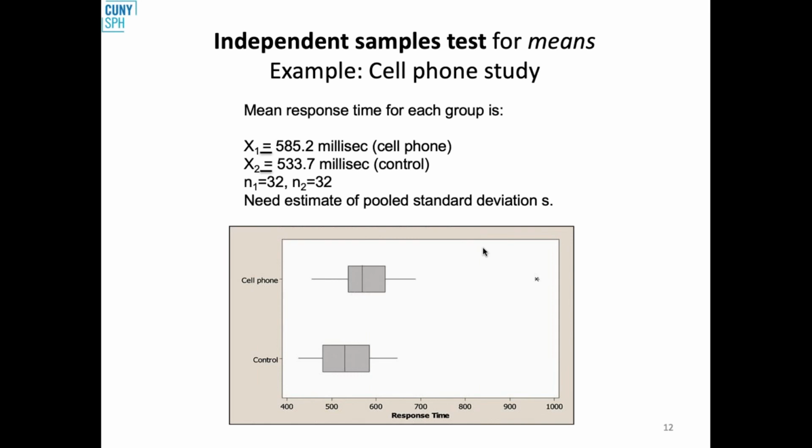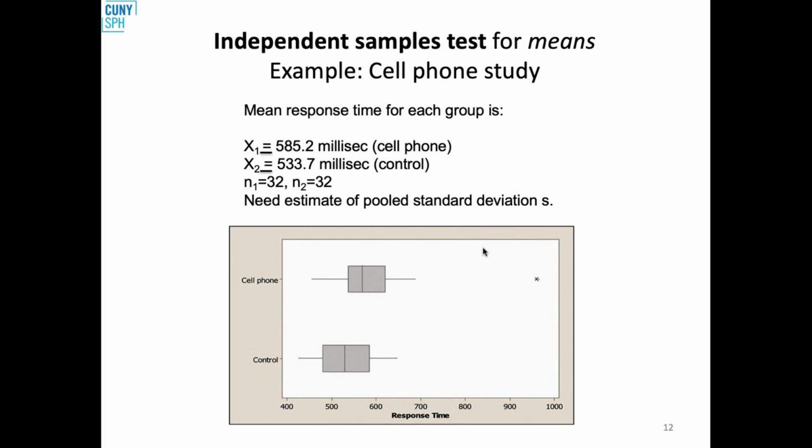Okay, here's the results of the means. These are box plots, so that's the median. The median is 585.85 milliseconds with the cell phone, 533 without the cell phone. Sample sizes. Remember, this is our samples, this is our distribution of samples down here. It looks like the kids that had the cell phones took longer to react than the kids without the cell phone.